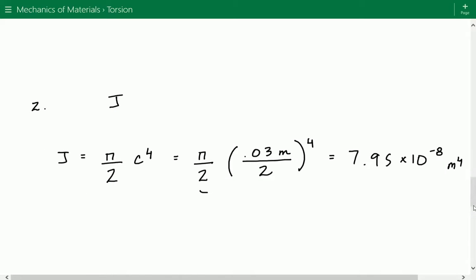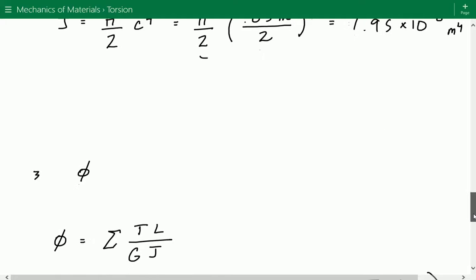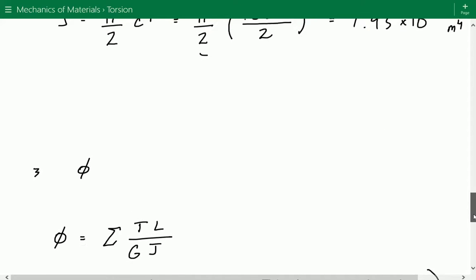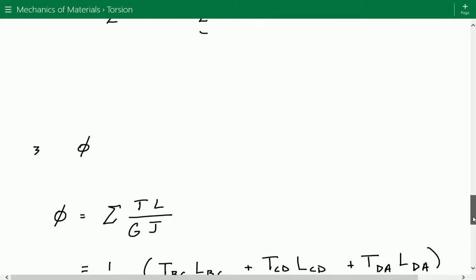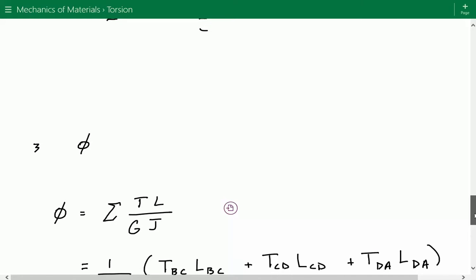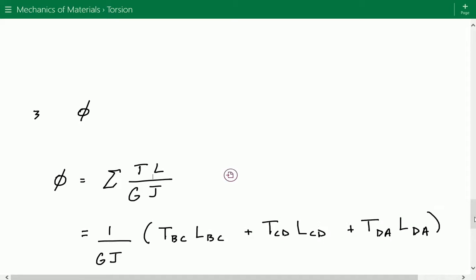And lastly, we can calculate the angle of twist at location B. The formula for this, the angle of twist phi, is equal to the summation of the internal torques multiplied by the span lengths divided by the shear modulus of elasticity times the polar moment of inertia. We use this summation approach because we're considering multiple spans that have different internal torques. If the internal torque was constant throughout the shaft, then we would just need one value. But since we have different torque values for different spans, we need a summation approach.